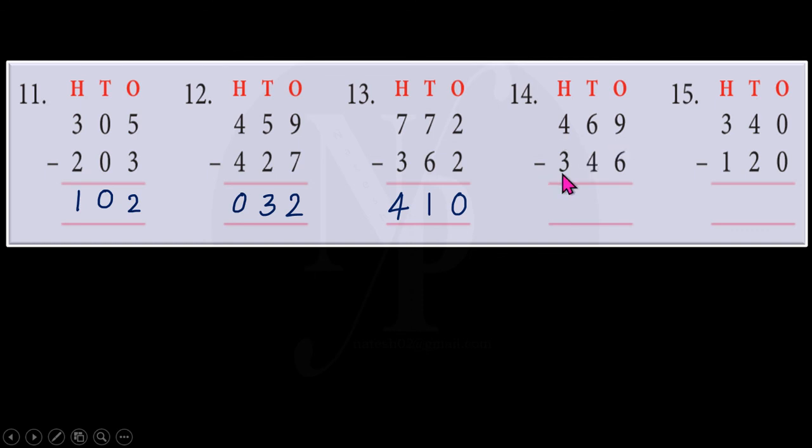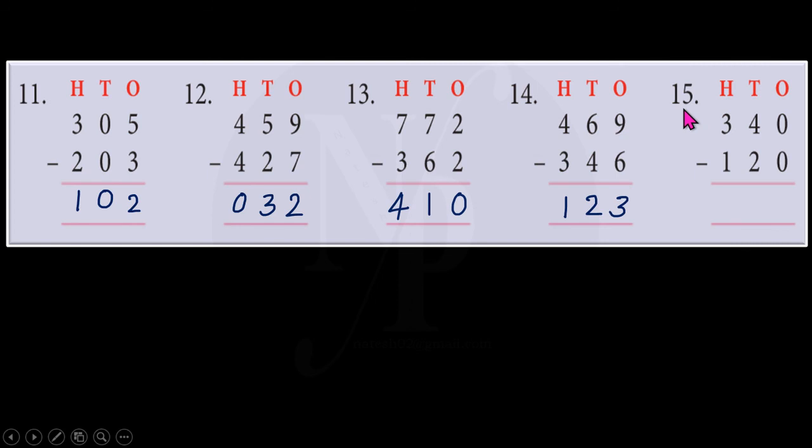Question number 14. 469 minus 346. Subtracting 6 from 9, you get 3. On subtracting 4 from 6, you get 2. Subtracting 3 from 4, you get 1. So 123 is the difference.